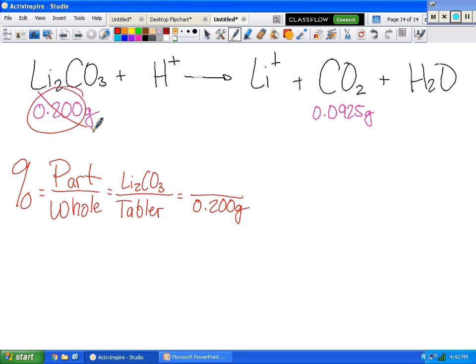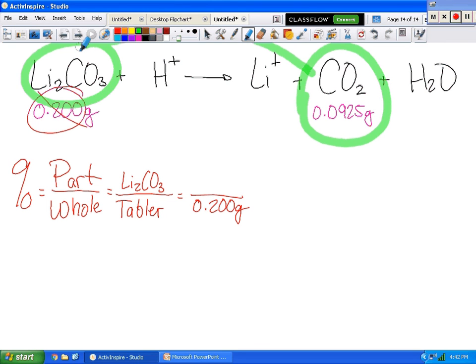Now, they've only given you one other piece of data about the chemical reaction. And what is that? The mass of carbon dioxide. So, Sarah, let me ask you this question. If I would have just given you this question right here, I have 0.0925 grams of carbon dioxide. How many grams of lithium carbonate do you have? Could you have answered that question? It's a three-step stoichiometric gram-to-gram problem.